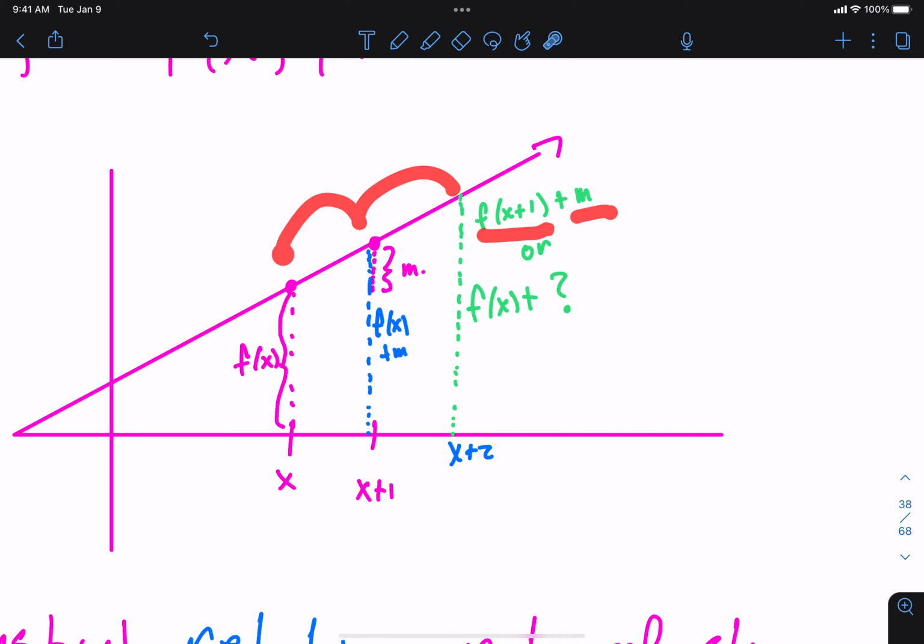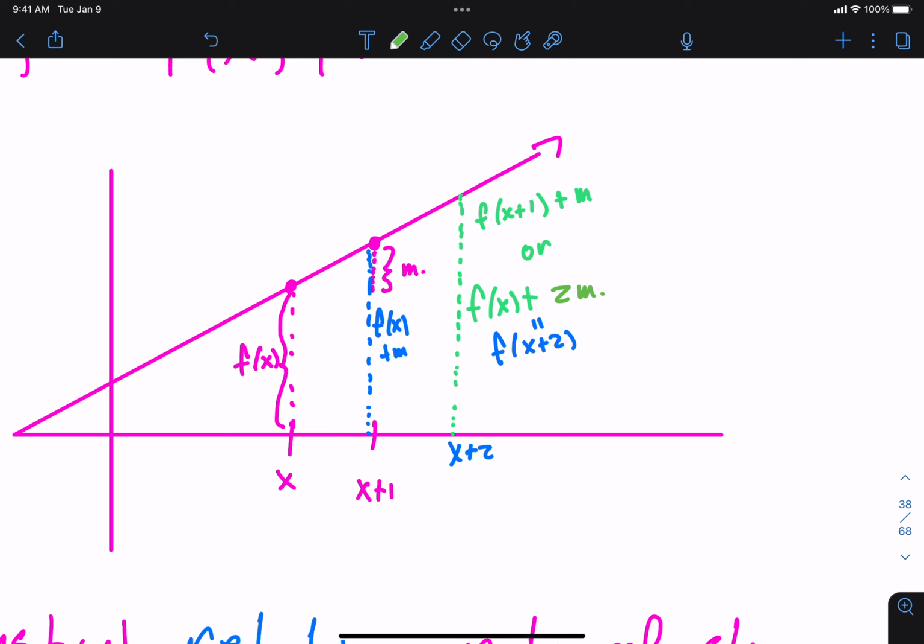So I can just take the previous height and add m to it. Or I could take the height from two back, and then what would I need to add to it? So my question is, what needs to go here? F of x plus two, the height of this point, can be gotten by taking the height of this point plus what number? Close, 2m, right? We went over twice. Each time we go over once, we go up by m. If I go over twice, I go up by 2m, right? So we could put a 2m here, right? Okay, so we're just going up by m each time we go over by one, okay?